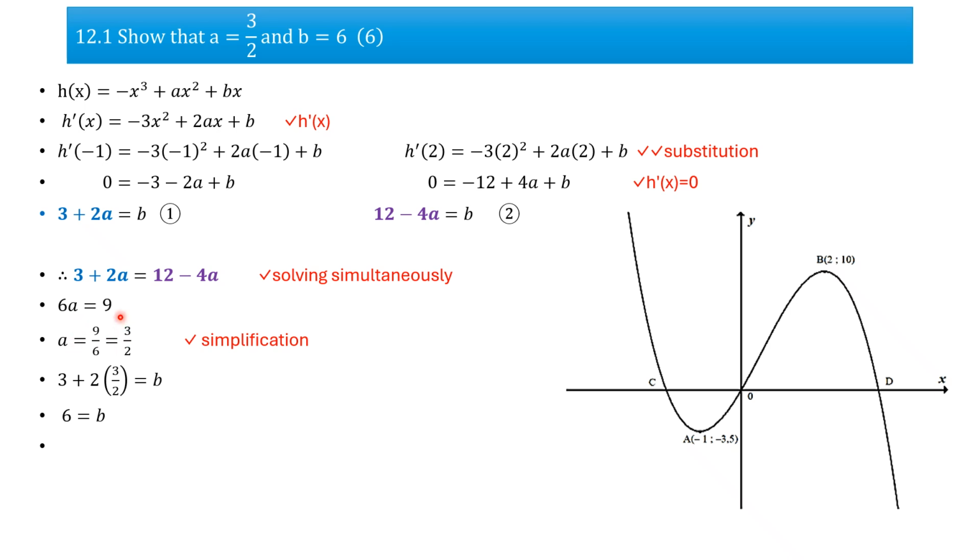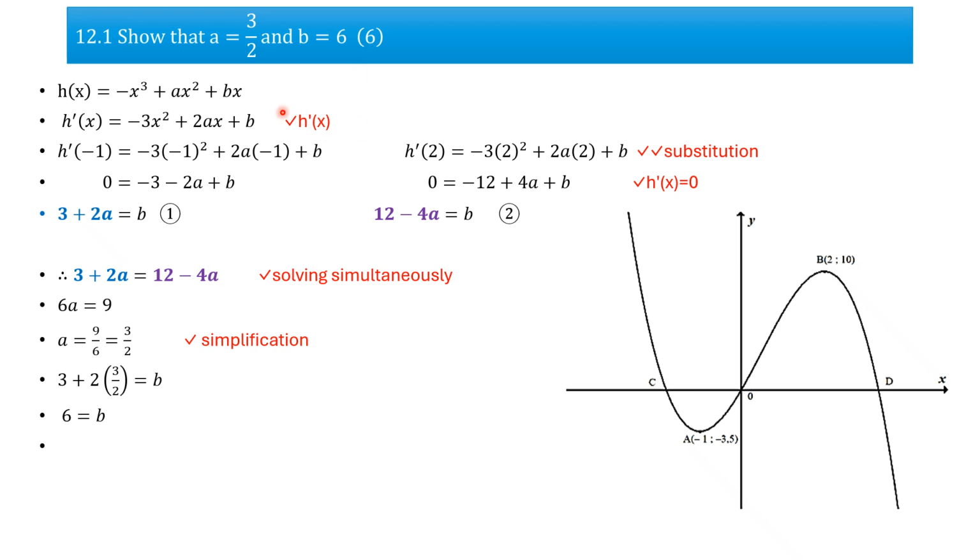So a equal 9 divided by 6. But 3 goes in 9 3 times and 3 goes in 6 2 times. So therefore a is 3 over 2. 1 mark for the simplification. Substitute in any one of those two equations. I just went there. 3 over 2. So 3 plus 2 times 3 gives me 6, divided by 2, 3. 3 plus 3 would give me b equal to 6. So they have shown that a is 3 over 2 and b equal to 6.